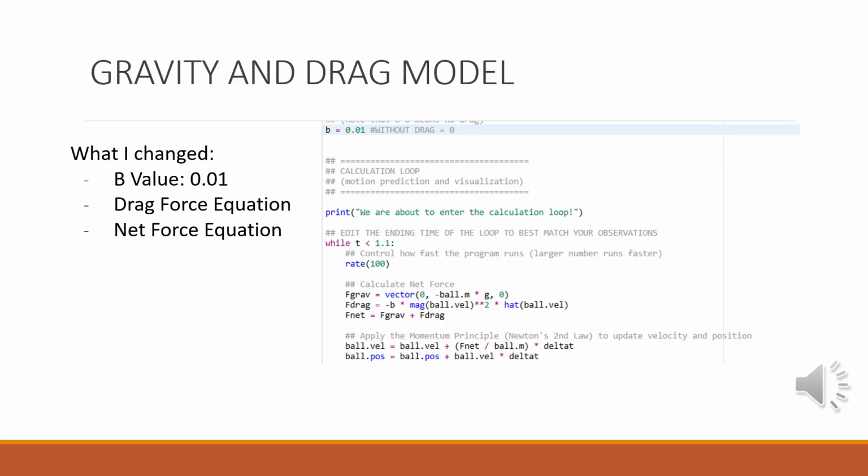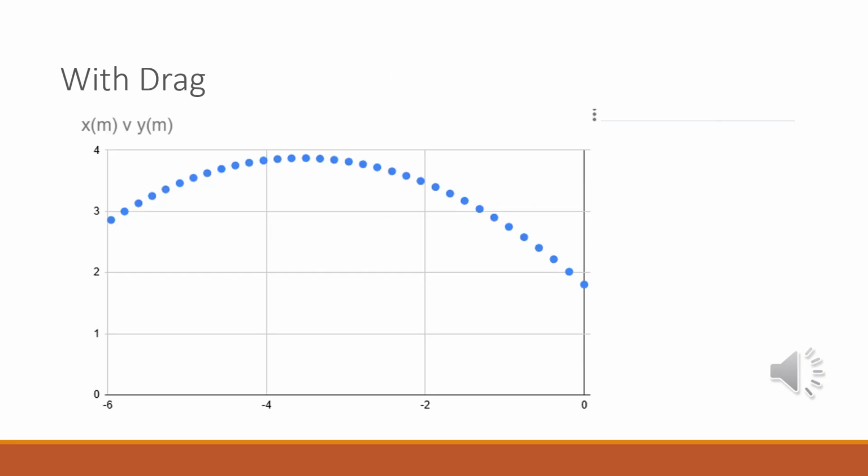Then for the last part of this experiment, we included drag. I made b equal to 0.01, which is pretty fair for a basketball, and we included the drag force equation and net force equation. Here we have the graph that we netted from running that GlowScript from before. And as we can see, the y value has decreased a little bit, indicating that drag did indeed act on this system.